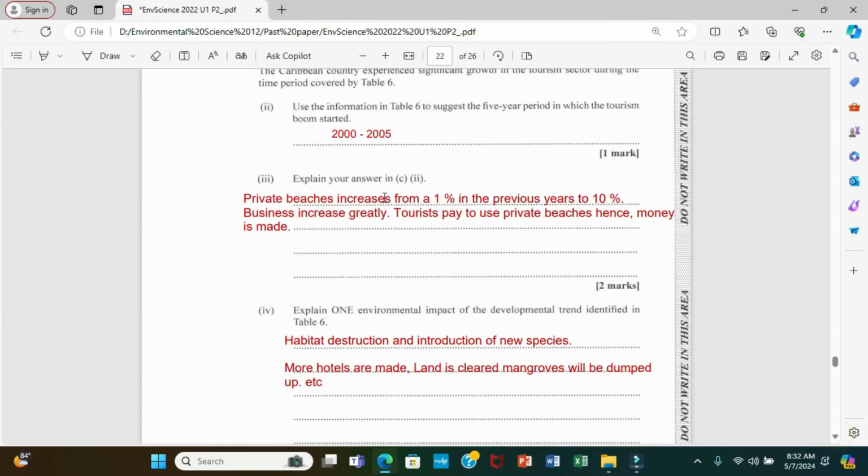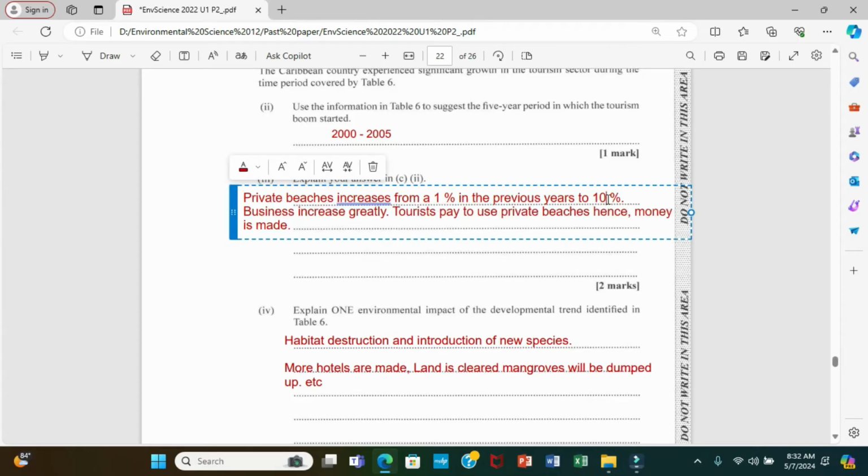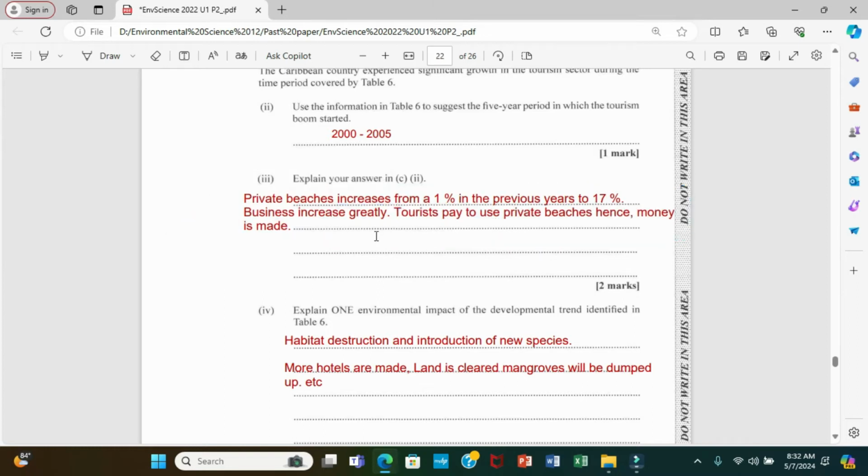All right, he said, explain your answer in C. It says, private beaches increase from 1% in the previous years to 17%. Business increases gradually, tourists pay to use private beaches, and a lot of money is made.